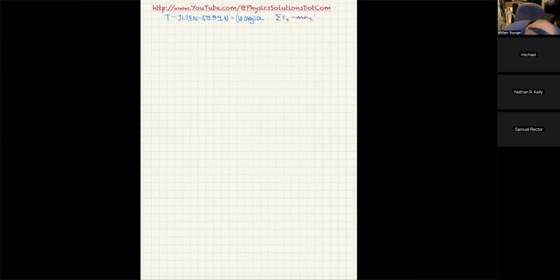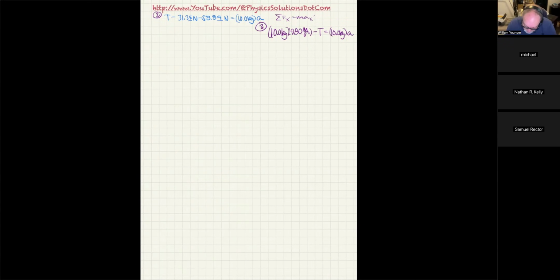So I'm going to write it in numbers: 10.0 kilograms times 9.80 meters per second squared, minus T is equal to 10.0 kilograms times a. So that's the equation, which I'm going to call equation 2, and call this one equation 3. That's my two equations, the one for the hanging mass on the right and the one for the mass on the incline in the blue on the left.